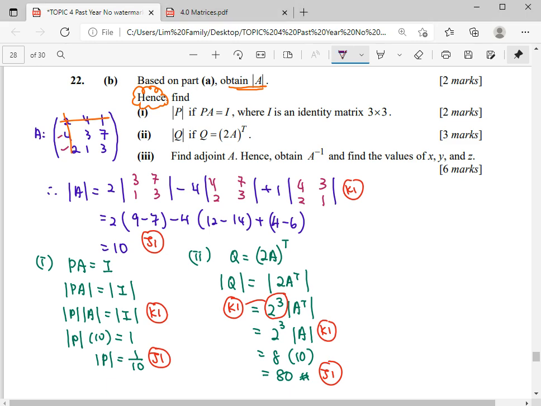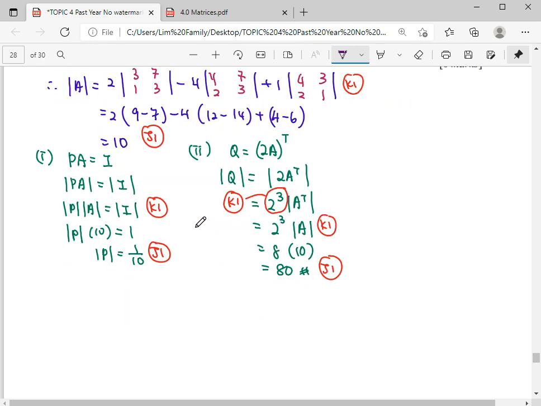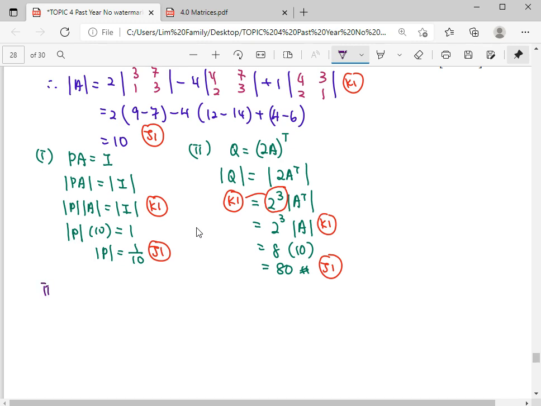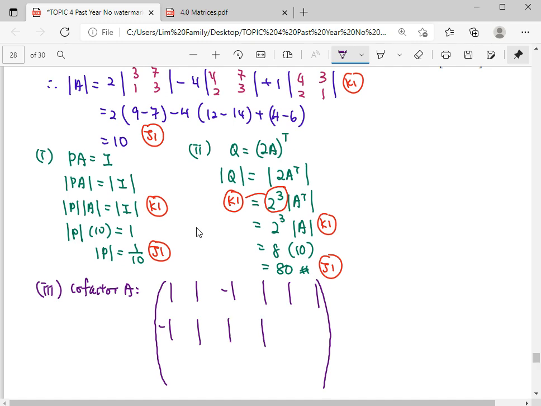Okay, so we continue. Number 3, we're going to find the adjoint. Before I get to the adjoint, I have to get the cofactor first, because the adjoint is the cofactor transpose. So number 3 starts by finding cofactor A. Cofactor A is a big bracket, because inside here I have to find every cofactor, with signs positive, negative, positive, then negative, positive, negative, and then positive, negative, positive. Find the cofactor, then only can we find our adjoint.